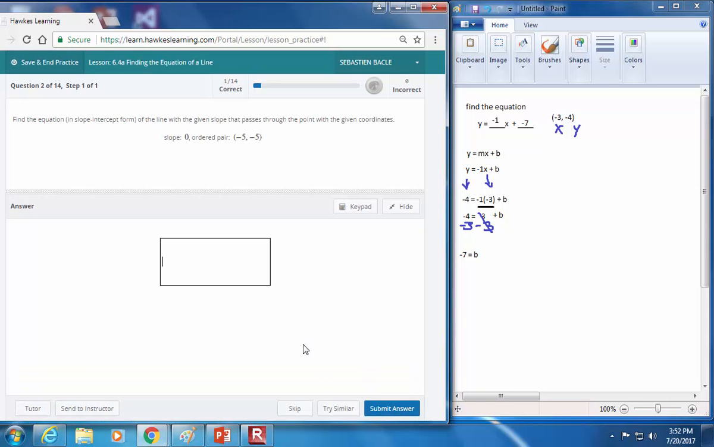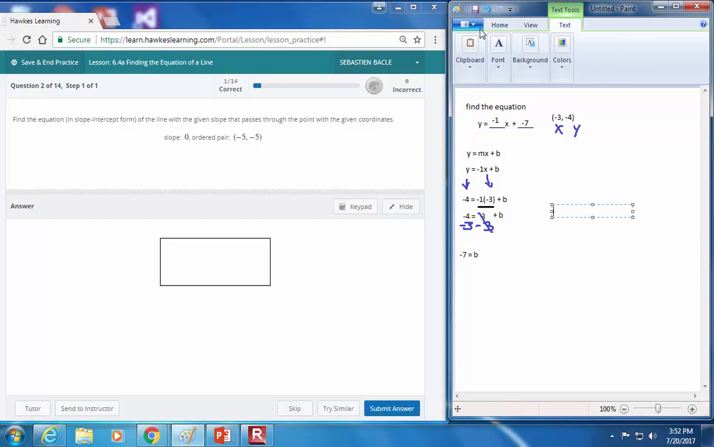Let's take a look at another example. This is in fact exactly the one that I wanted. Thank you, Hawks, for cooperating for once. So let's take a look at what happens here.